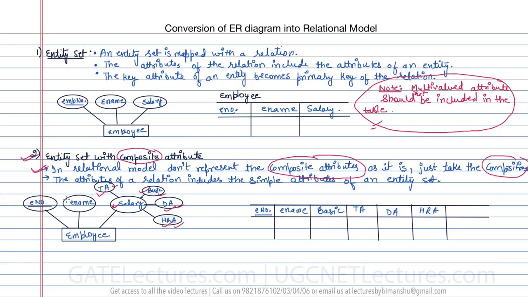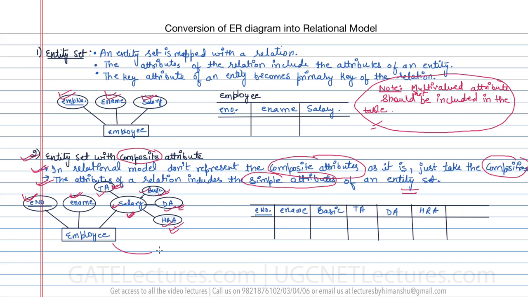In the same way, sometimes we have a name, and the components of name are first name and last name. Then we are not going to include name in the table. We are going to include the components of name, that is the first name and the last name. And the attributes of a relation include the simple attributes of the entity. For example, here employee number is a simple attribute, employee name is a simple attribute. Here e number is a simple attribute, e name is a simple attribute, TA is a simple attribute, but salary is not a simple attribute because it is a composite attribute. Basic, DA and HRA are simple attributes.